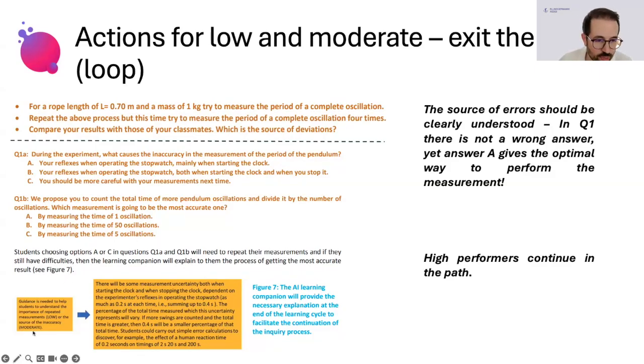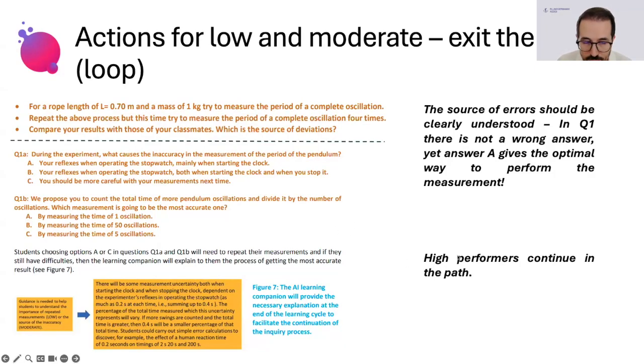to recognize the most appropriate way to measure the period of the pendulum, then we give them these explanations here that say that, okay, there are problems with our reflexes when we measure. So if we measure more oscillations, then we eliminate somehow these errors that are introduced by our reflexes.